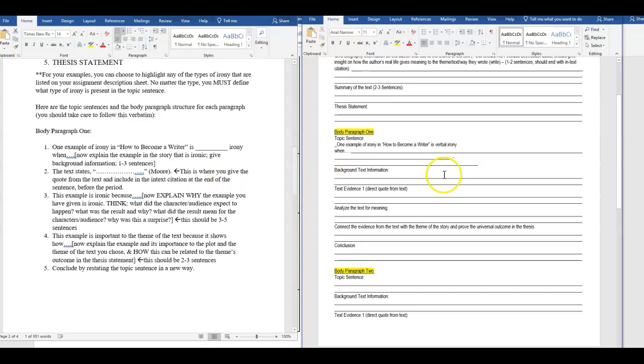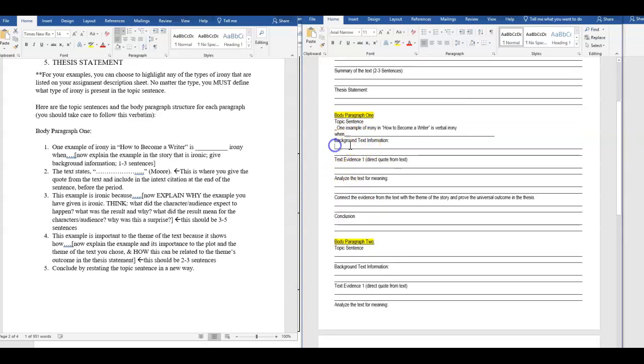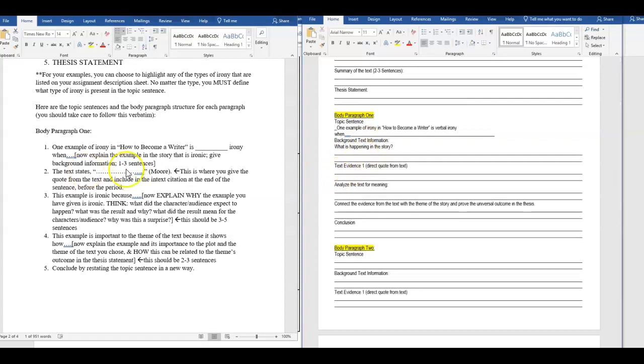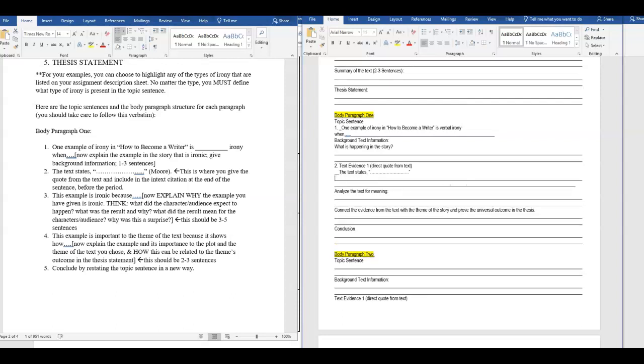Then you explain to me what happened in the story; you summarize what happened. Then you give background information, telling me what is happening in the story, in the text, what's going on. Then this is number 1 from the how-to-write document. This is number 2 from the how-to-write document. So you're going to put in "the text states," comma, and then you put in all of that information. Analyze for meaning, that's number 3.